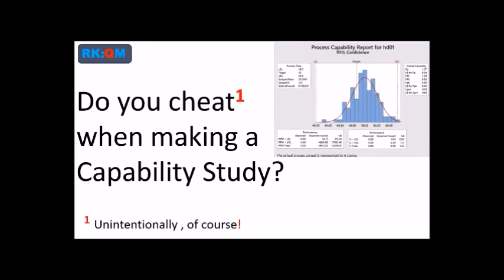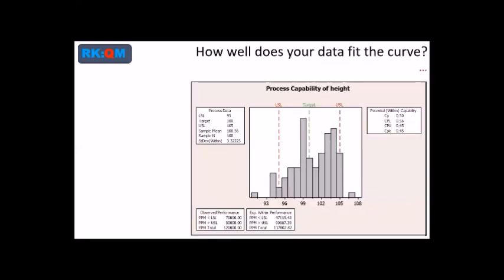Do you cheat when making a capability study? Well, I say cheat unintentionally, of course. Capability studies and distributions are almost inextricably linked. The capability study is only valid if the curve fits the data. There are lots of curves to choose from, but if none fit, you need to rethink your approach for the study.